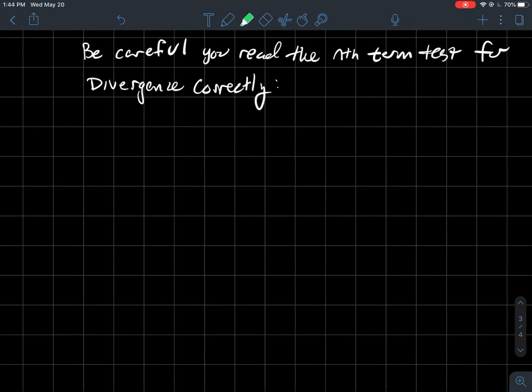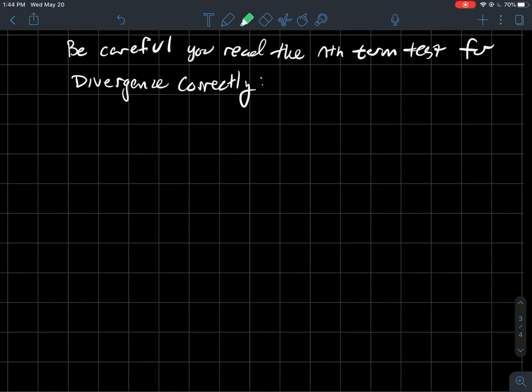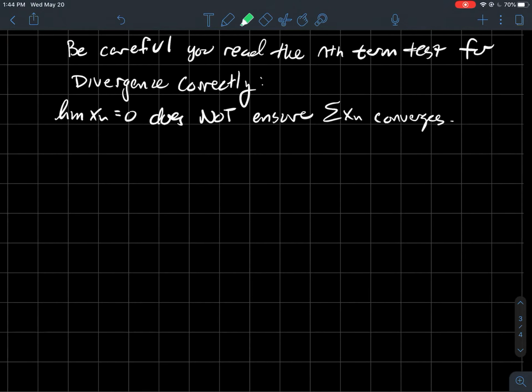All right, so be careful that you read the nth term test for divergence correctly. This is like the biggest mistake that kiddos do in Calc 2 when they get to sequences and series. So to say that the limit of the xn's is 0, that's not a check that says that your series converges. So this is not going to imply that your series converges necessarily.